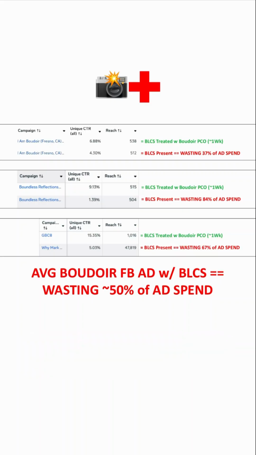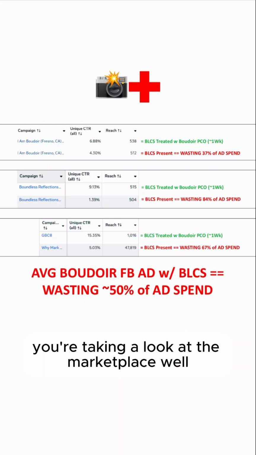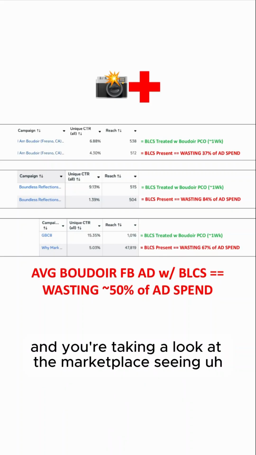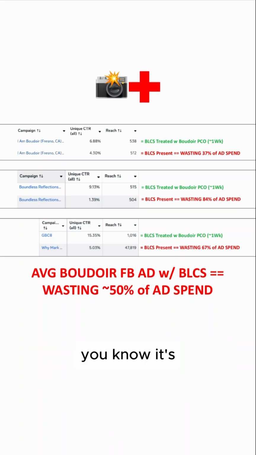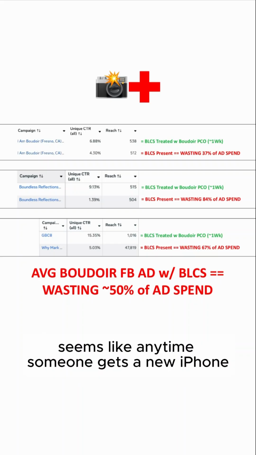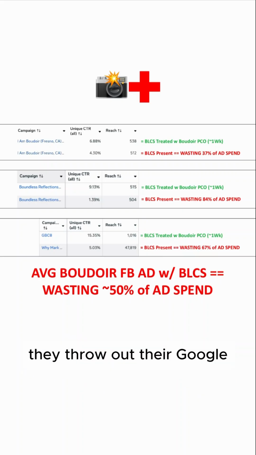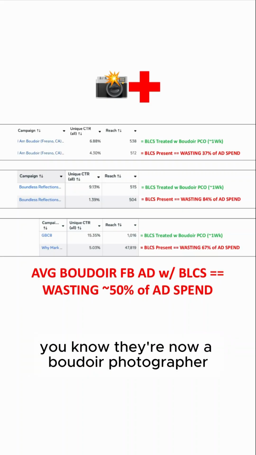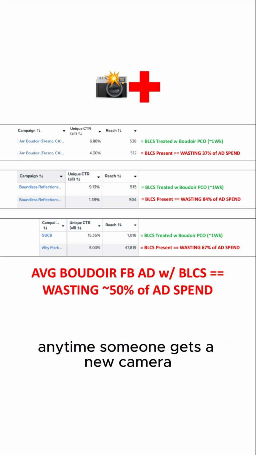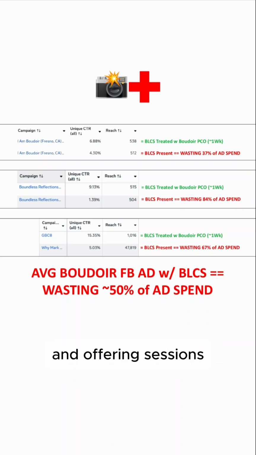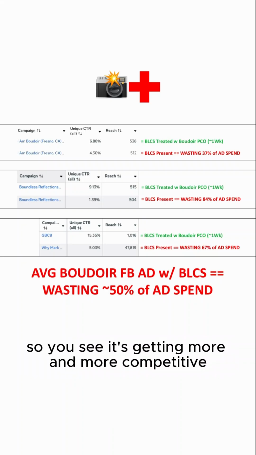And you're taking a look at the marketplace. Well, you're spending more than 10 grand a month on Boudoir Facebook ads, and you're taking a look at the marketplace, seeing it's become more and more saturated with more and more boudoir photographers day after day. Seems like anytime someone gets a new iPhone, they throw up their Google My Business profile saying they're now a boudoir photographer. And anytime someone gets a new camera, they're posting in the mom group saying that they're now a boudoir photographer and offering sessions. So you see it's getting more and more competitive.